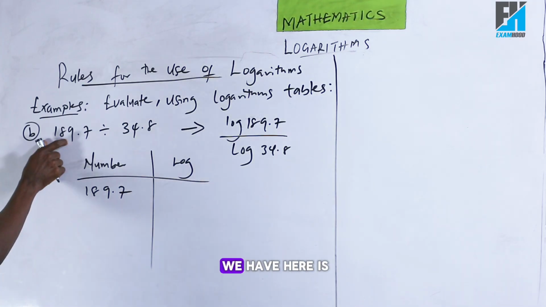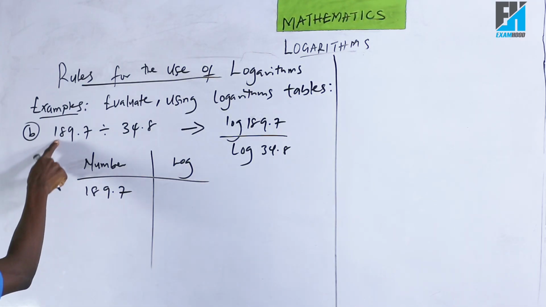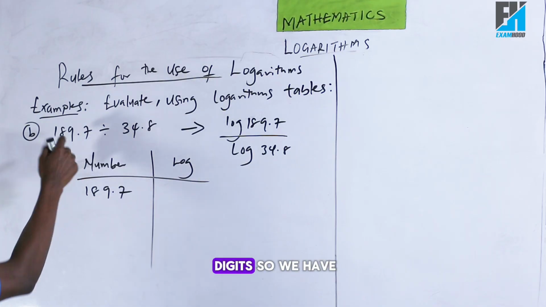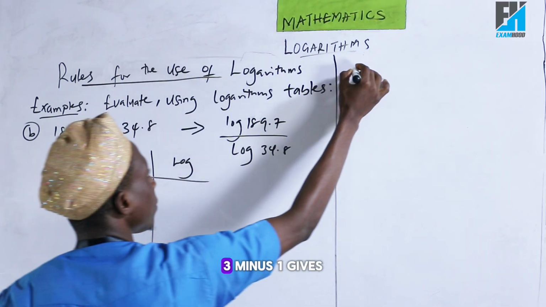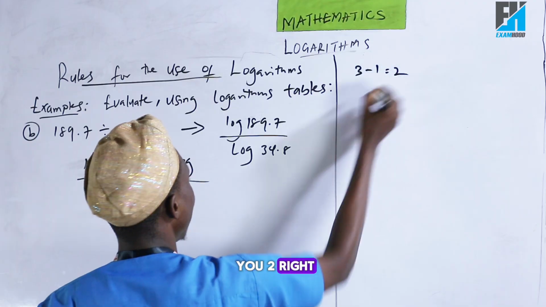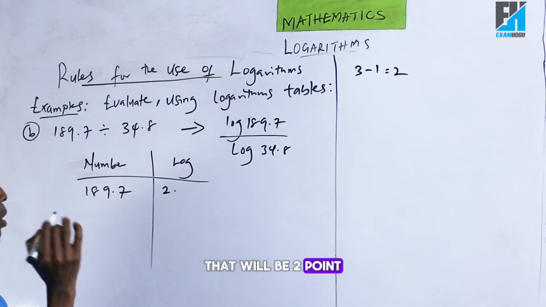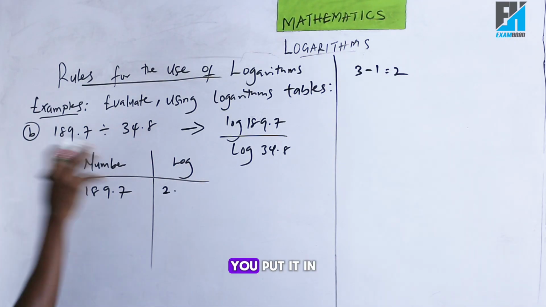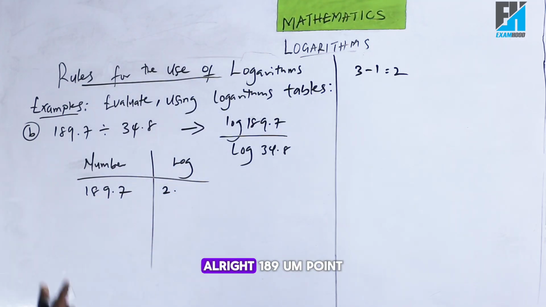Now we see what we have here is, of course, you know this already, 189. That is 3 digits. So we have it to be what? 3 minus 1. It gives you 2, right? That will be 2 point. Then whatever you get from your logarithm, you put it in there, and that's your mantissa. All right.